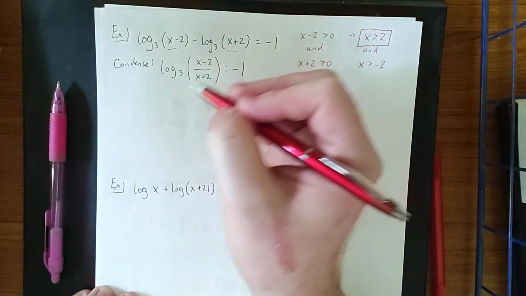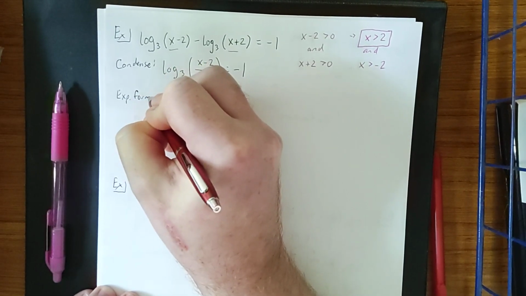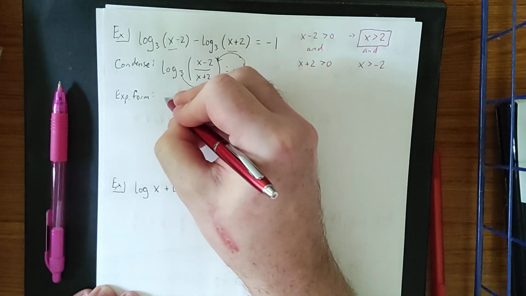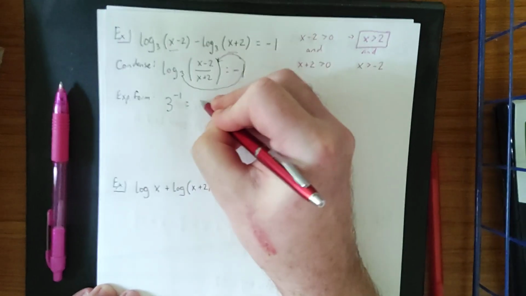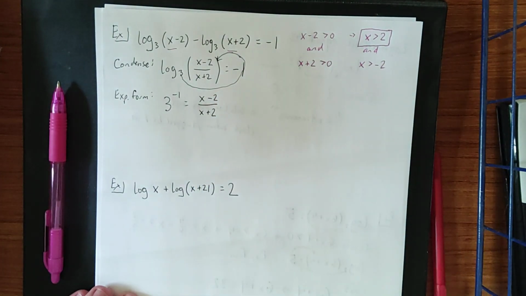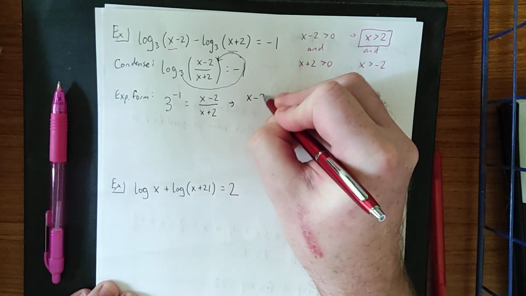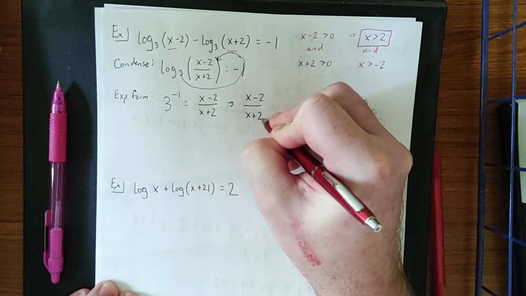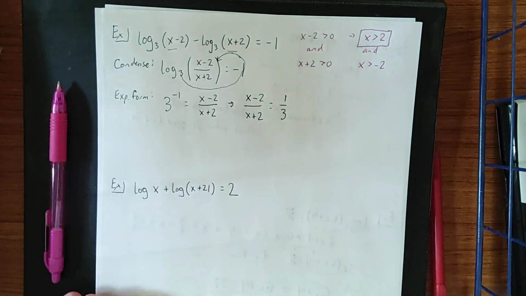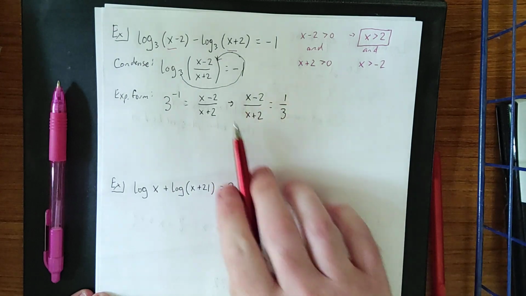Now we're ready to convert into the appropriate form. So let's convert to exponential form. That'll be 3 to the power of negative 1 is equal to our argument. 3 to the negative 1 is equal to x minus 2 over x plus 2. Now 3 to the negative 1 power, there's a better way of saying that. Let's go ahead and rewrite this as x minus 2 over x plus 2. And then 3 to the negative 1 power we'll refer to as 1/3. Anything to the negative 1 power is simply its own reciprocal.